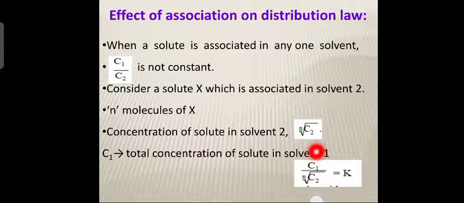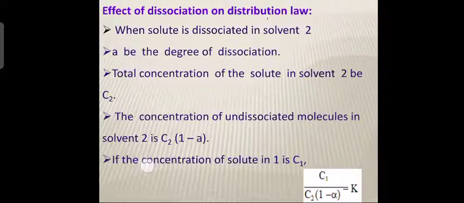Therefore, which ratio remains constant? C1 by nth root of C2 is equal to K, constant. So this formula holds good for association of the solute in solvent 2. That is important. Suppose the solute undergoes association in solvent 2, in such a case the C1 by C2 ratio does not remain constant. Instead, the C1 by nth root of C2 ratio remains constant. Next slide.